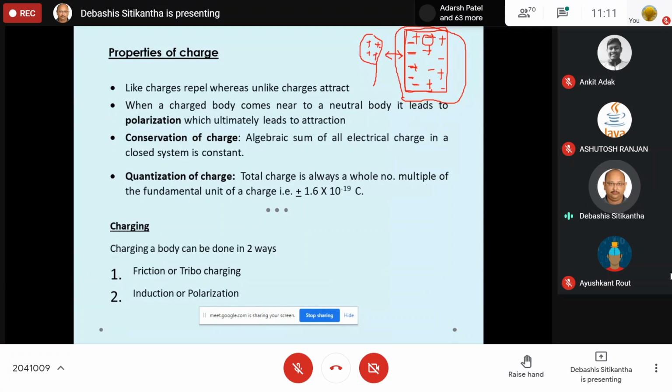So what is going to happen? This positively charged balloon is going to get attracted toward the surface of this wall, because there are a number of electrons present on the surface. Therefore, there is attraction between them. This is known as polarization. Whenever a positively charged body comes near a neutral body, the electrons align themselves along the side facing the positively charged body. This is known as polarization.